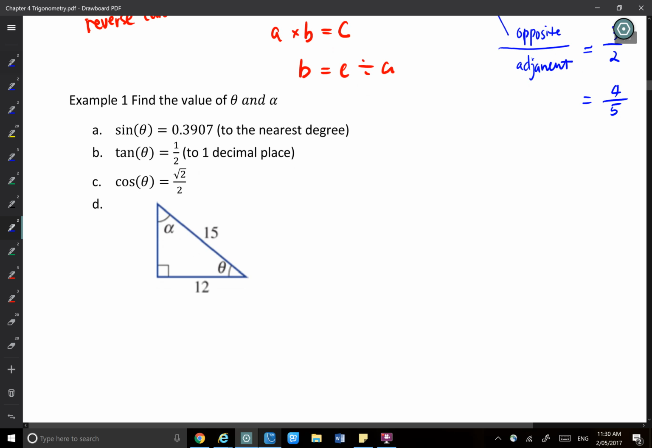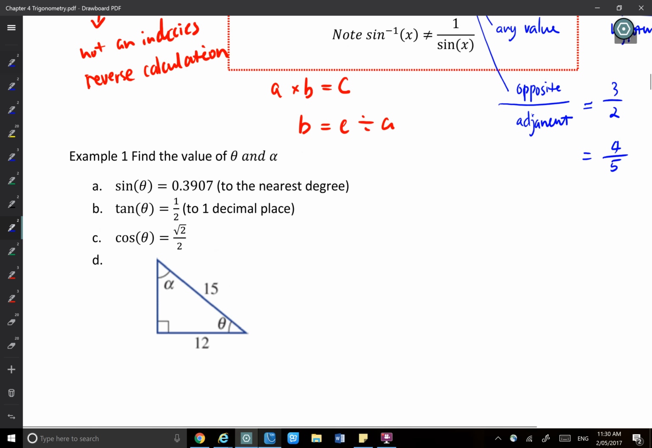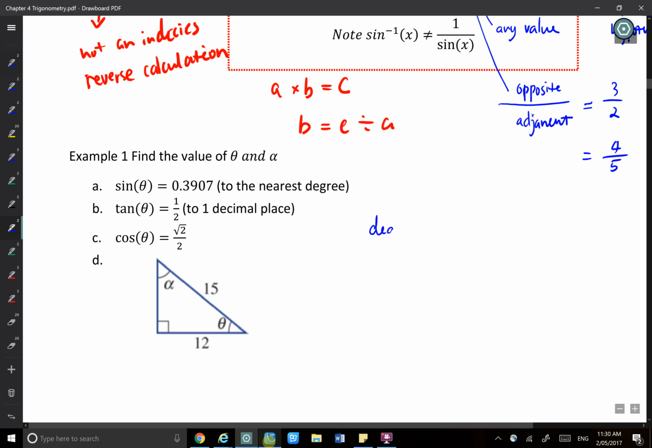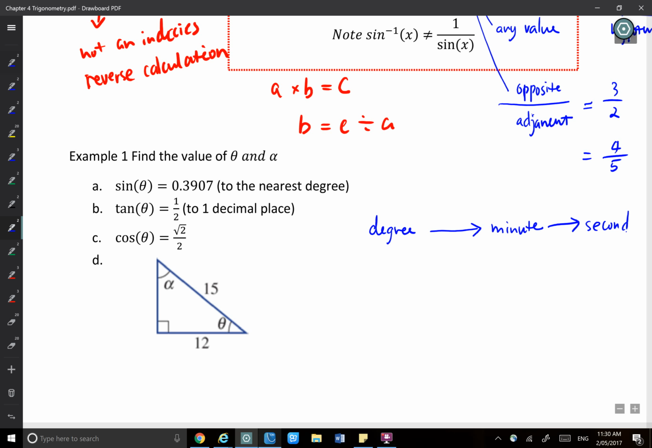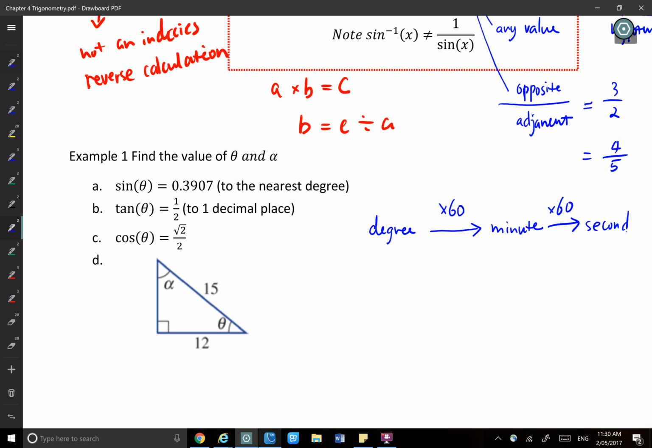So example 1 is find the values of theta and alpha. We have 4 examples here. First, we have the unit for angles. We will have degree, then the smaller will be minute, and the smallest will be second. It's like meters, centimeters, and millimeters. The relationship is interesting as well: times 60 will give you minute, minutes times 60 will give you second. 1 minute equals 60 seconds, like time, and 1 degree equals 60 minutes.